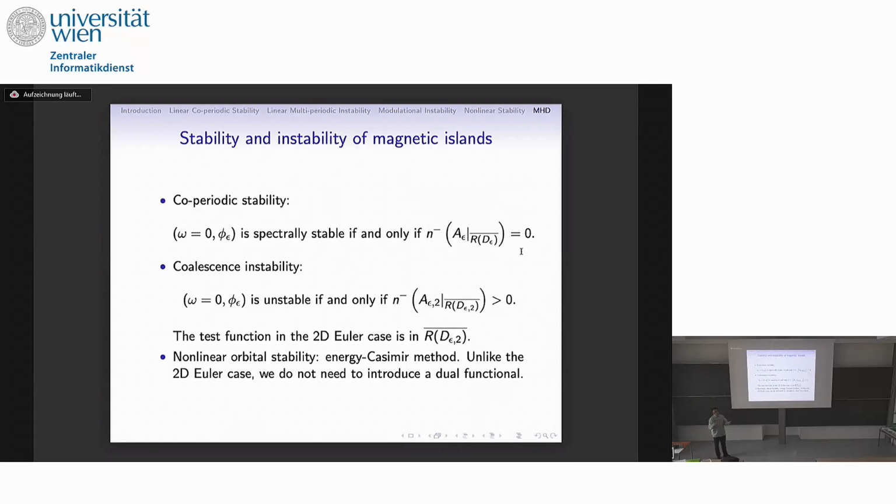For the triple period, it's also a lot more subtle for the Euler case. For the MHD case, we are currently still working on that, but at least we can get the coalescence instability. In other words, if you have 2 islands, they are indeed unstable. So this is all I want to talk about here. Thank you for the attention.